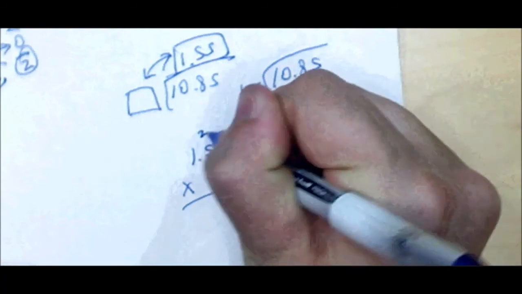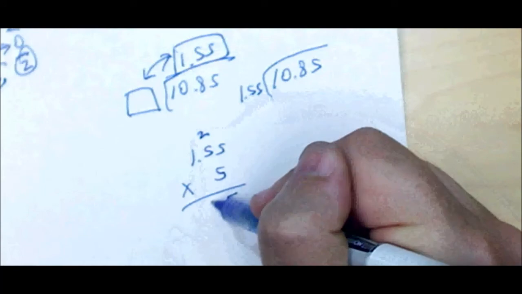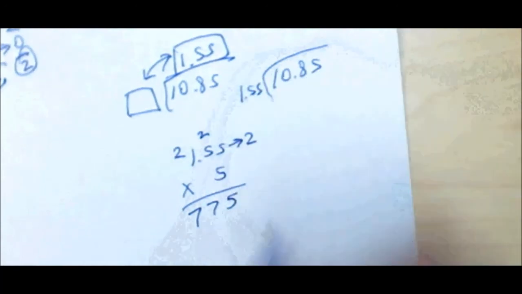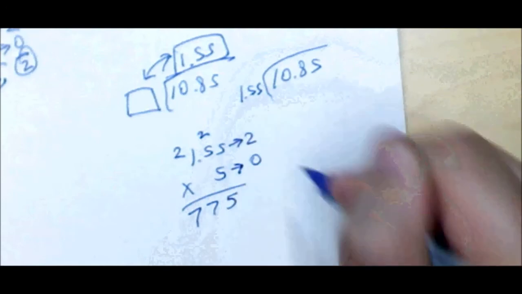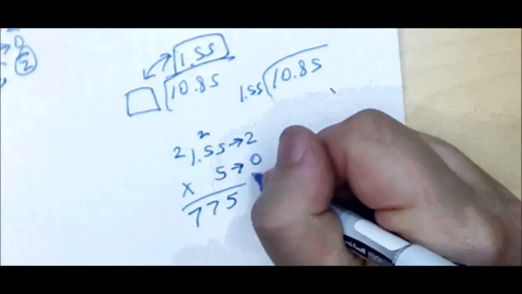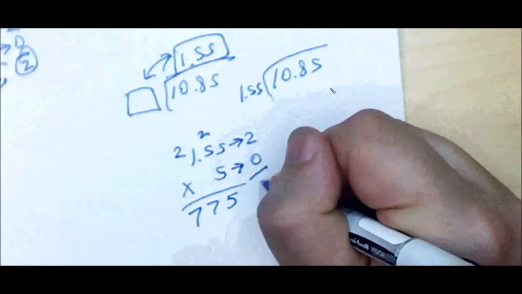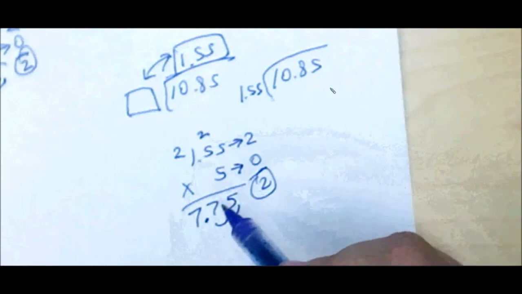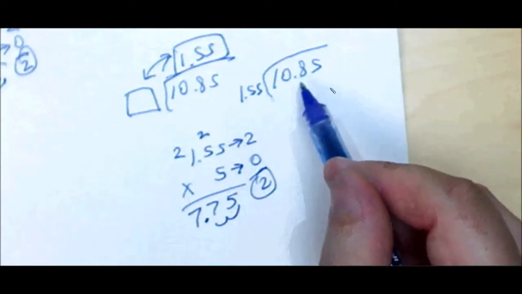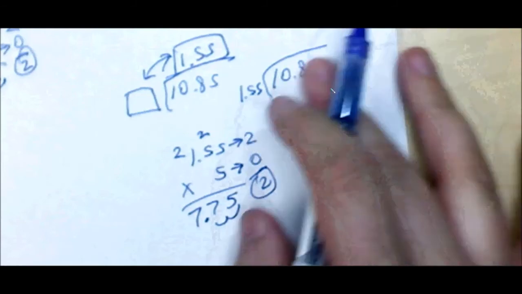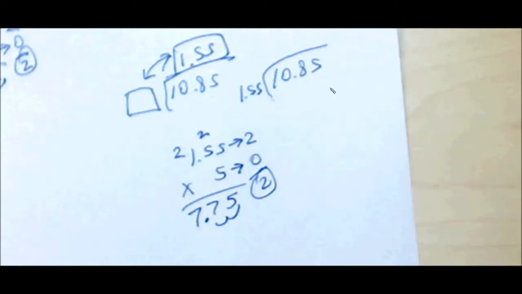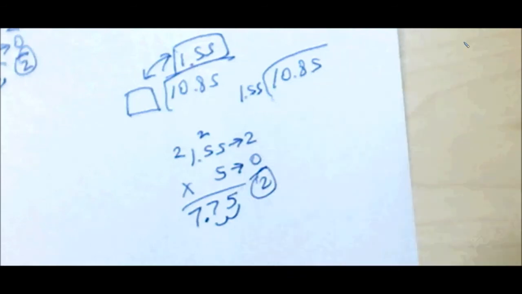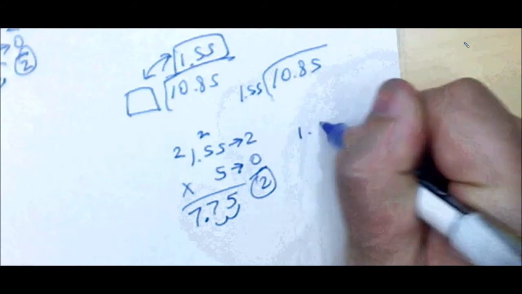5 times 5 is 25. 5 times 5 is 25, plus 2 is 27. 5 times 1 is 5, plus 2 is 7. There are 2 digits after the decimal here. There are 0 digits after the 5, and I get 2 digits after the decimal. So I put my pencil here and I go 1, 2, boop. 7.75 is quite a bit less than 10.85. So it's too small. What I'm going to do instead is try 7. 1.55 times 7.